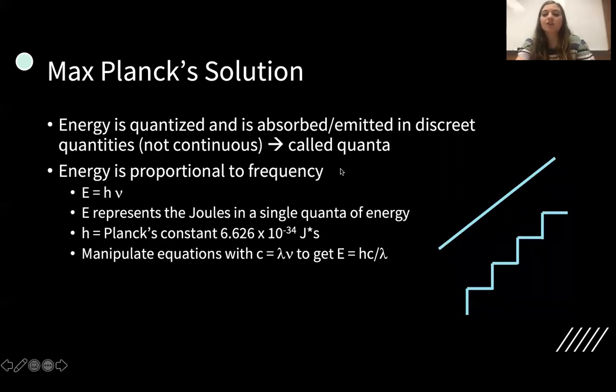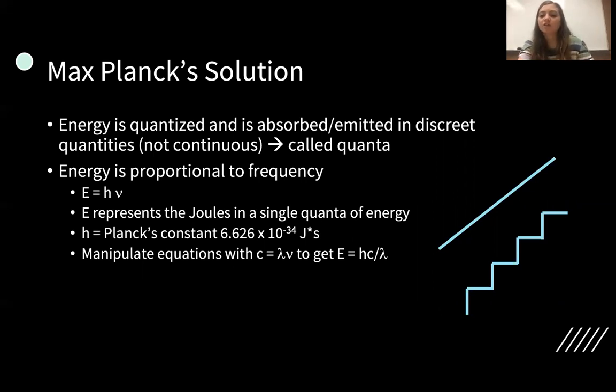Okay, so Max Planck came up with a solution and proposed a few things that would explain blackbodies. So the first is energy is quantized. So energy is absorbed and emitted in discrete and specific quantities. And this means that energy is not emitted continuously. These packets of energy are called quanta.